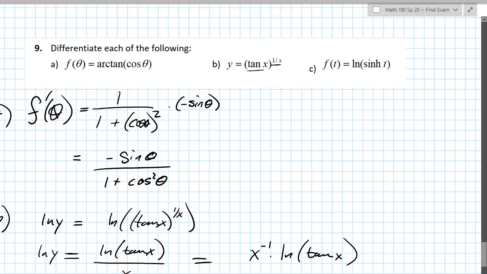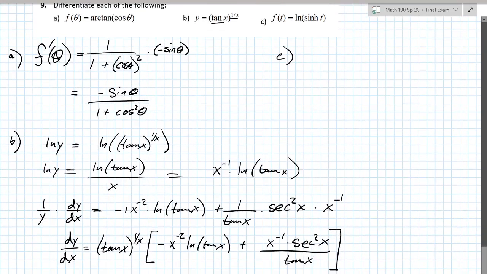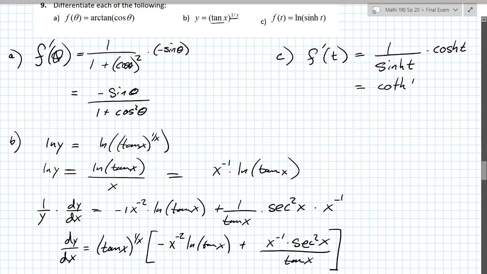So our next problem is the derivative of this ln of hyperbolic sine of t. So taking the derivative for part C, it's a pretty straightforward ln rule. Derivative of ln of stuff is 1 over stuff. The derivative of the hyperbolic sine is the hyperbolic cosine. And if you want, you can write the hyperbolic cosine divided by the hyperbolic sine to be the hyperbolic cotangent. And that's it for part C.